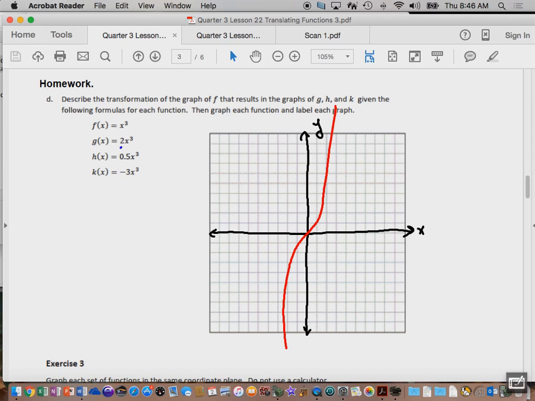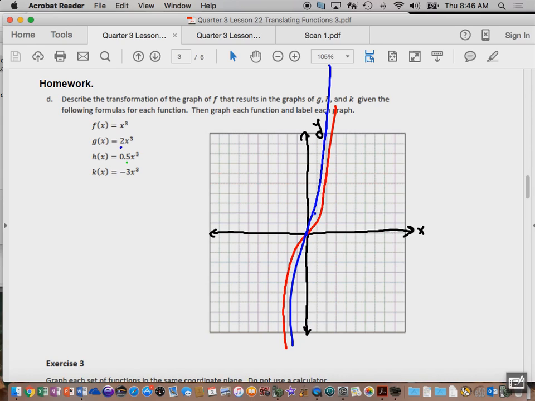Makes it taller faster. Very good. So everything moves up twice as high. So my graph would be a little on the inside of it like that. Good. What is the effect of the 0.5 right here? What does that do to the graph?